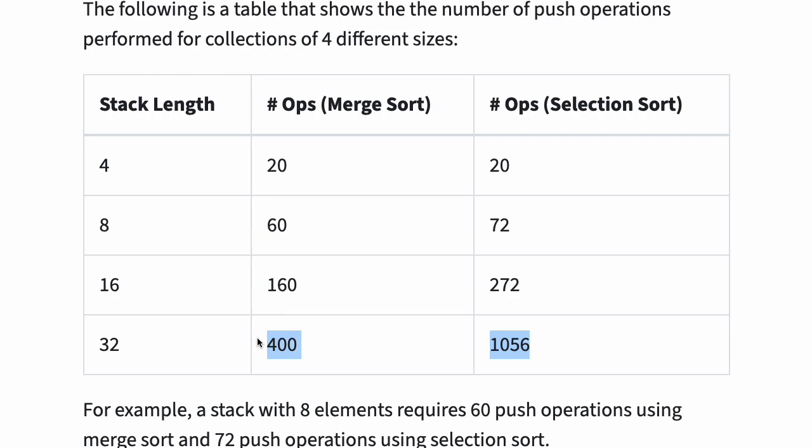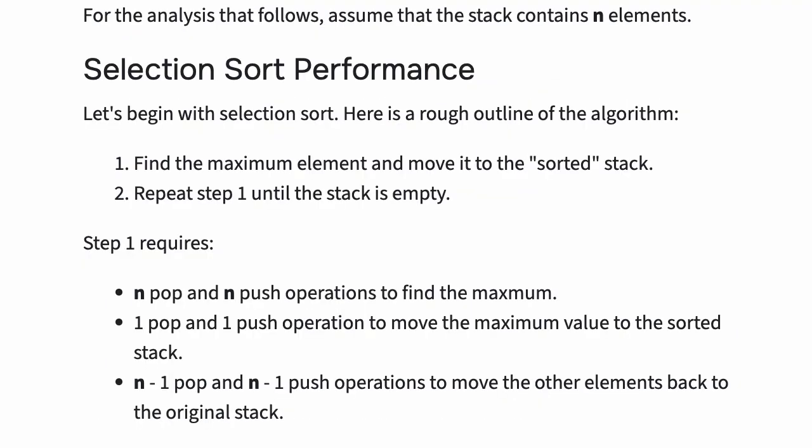Why is that? To understand the performance discrepancy, let's break down the sorting algorithms into smaller parts and calculate the number of operations required by each part. As we will see, there is a relationship between the number of operations and the number of elements in the stack. Thus, we can express the performance of the algorithm in terms of the stack length. For the analysis that follows, assume that the stack contains n elements.